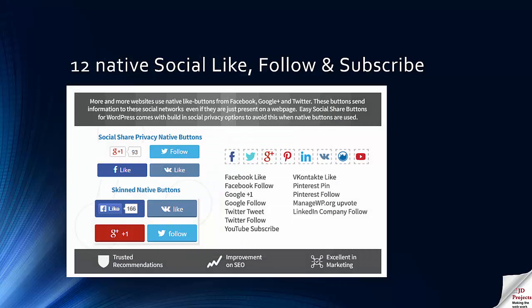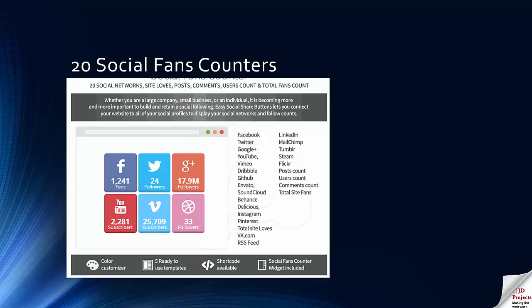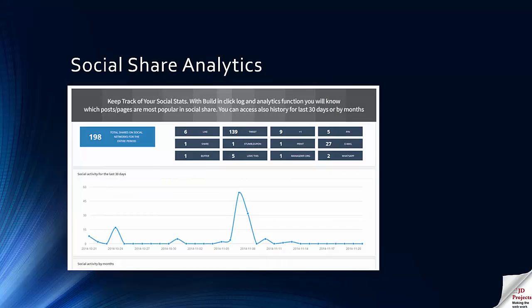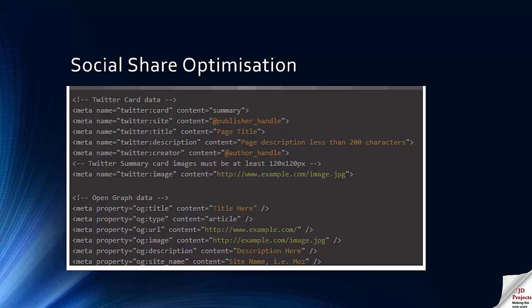There are 12 native social like, follow and subscribe options also available. There are 20 social fan counters available, 20 of the most used sites for the internet. And there are social share analytics as well, so you can see how well you are doing. In case other plugins don't cover it, there's also social share optimization, which means it will put all the correct tags for when you are sharing things with Facebook, Twitter, etc.